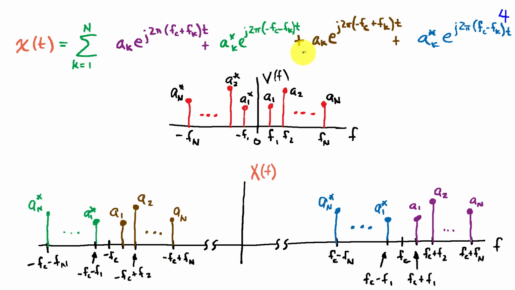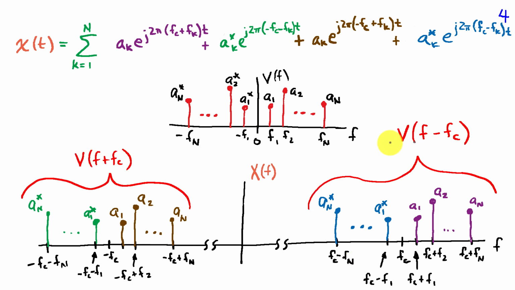Continuing doing the other terms, the terms in green are a_k conjugate, and those are going to appear at negative f_c minus f_k. So that's to the left of negative f_c. So a_1 conjugate is going to show up at negative f_c minus f_1, and a_N conjugate will be at negative f_c minus f_N. And then in blue, I have terms that are going to appear at frequencies f_c minus f_k. So a_1 conjugate is at f_c minus f_1, as I've graphed here, and a_N conjugate is at f_c minus f_N. So that takes care of all of our terms.